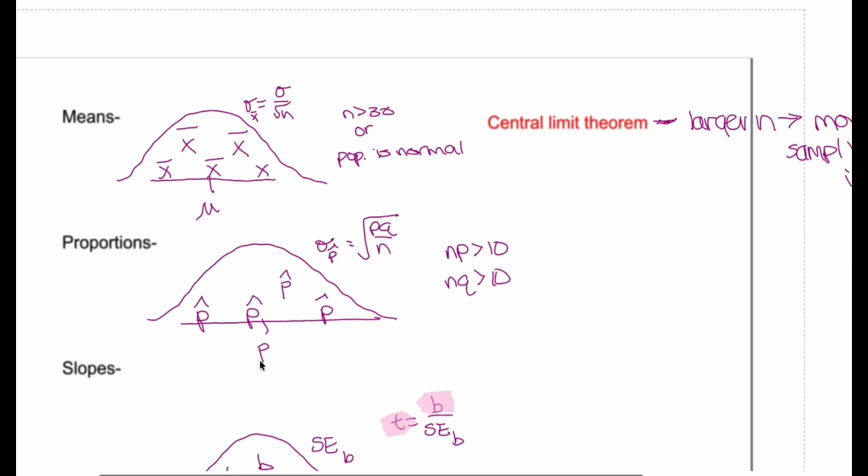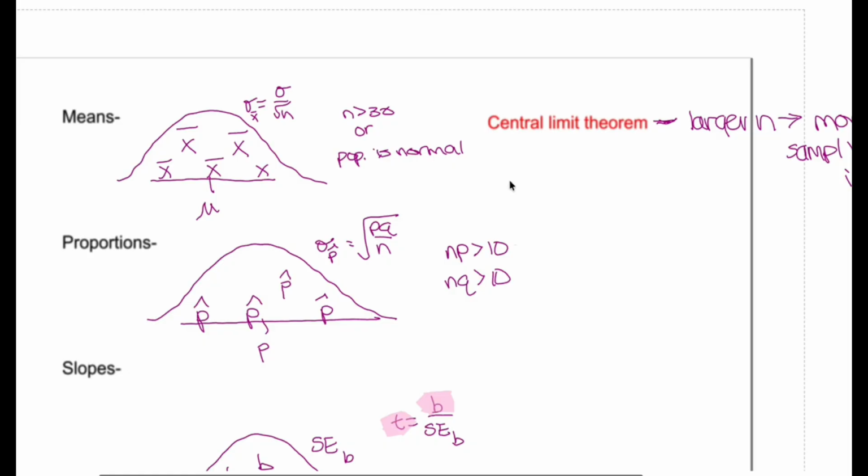Proportion, same thing. The mean is the same as the population's proportion, and it's made up of a bunch of p hats. Also, the standard deviation is the square root of pq divided by n. Q is 1 minus p. And you have to make sure that np is greater than 10 and nq is greater than 10. There are 3 conditions, and the only difference between means and proportions is the third one. So the previous 2 are all the same.